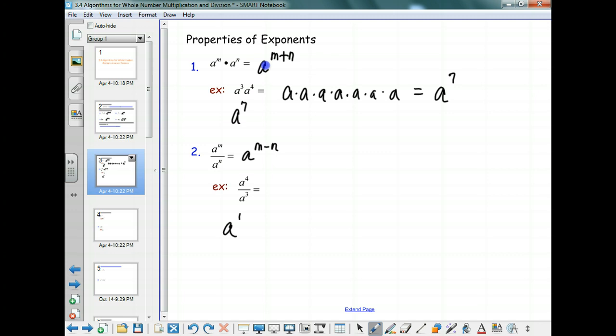So a to the 4th, you guys told me before, was a times a times a times a. And a to the 3rd was a times a times a. And then what do you know about reducing with fractions? Yeah, if they've got a factor in common, it will reduce, right? And I am going to use the word reduce because we use the word cancel too much to mean too many different things. This is a reducing issue. And so what happens? What am I left with? A, which is also known as a to the 1.